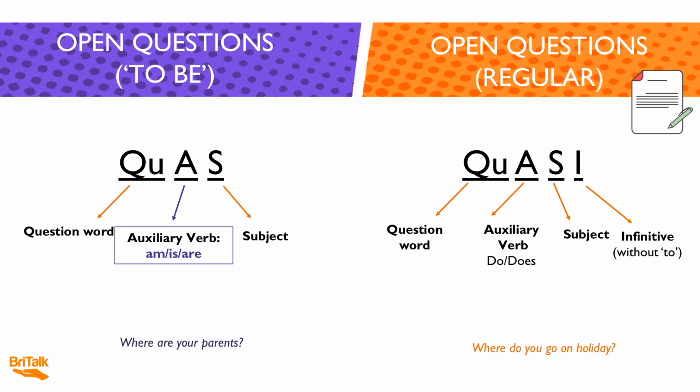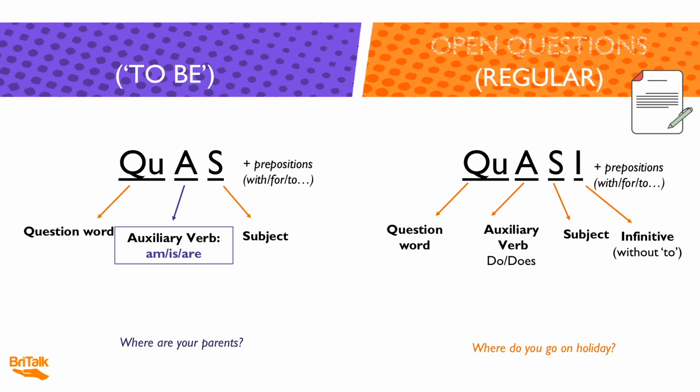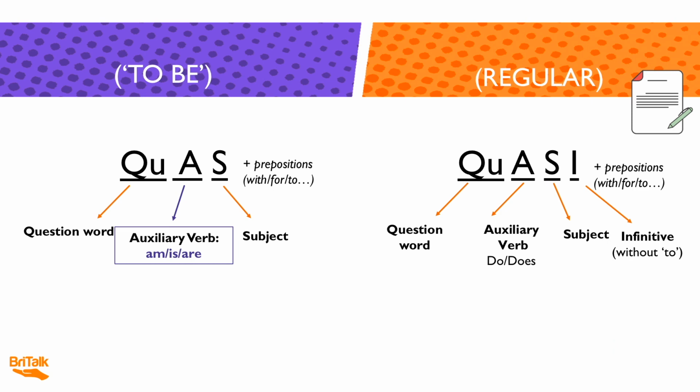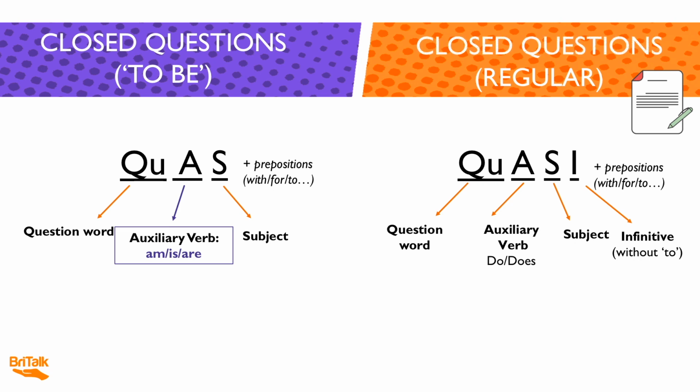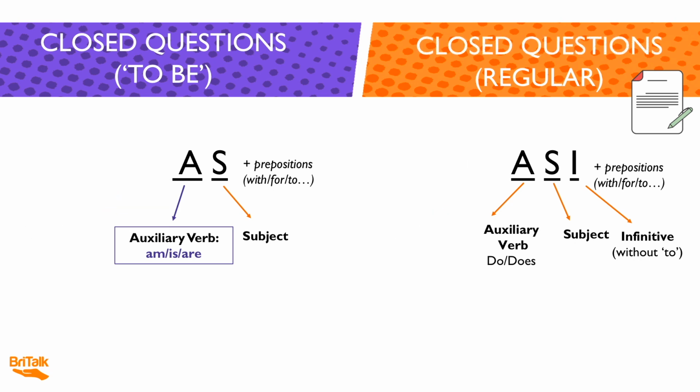Excellent. Prepositions go at the end of the question. For example, where are you from? Who do you go on holiday with? So let's look at our closed questions. For closed questions, we do not need the question word. For example, do you play an instrument? Are they in Greece?